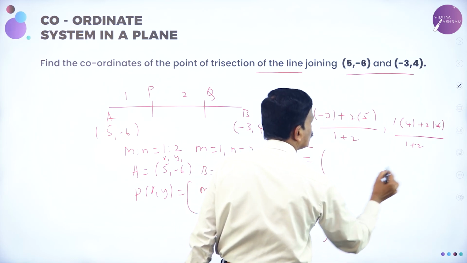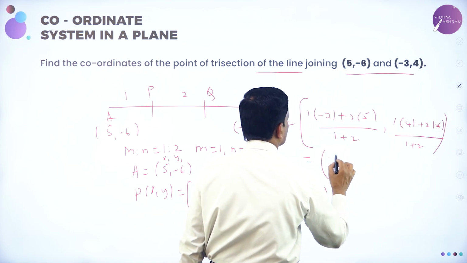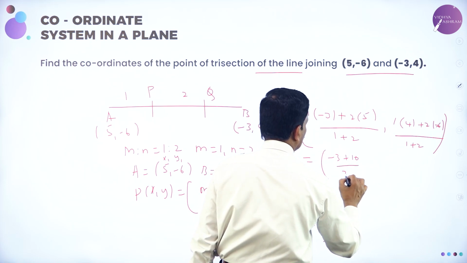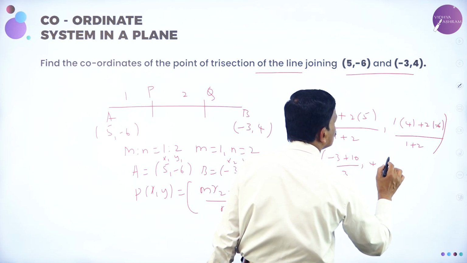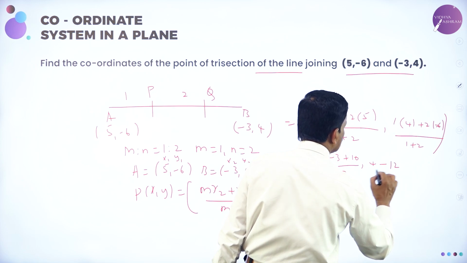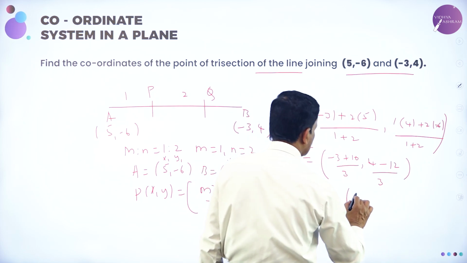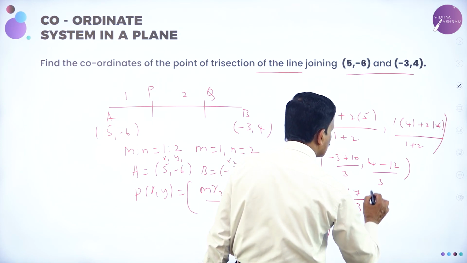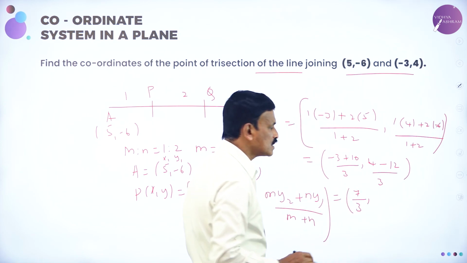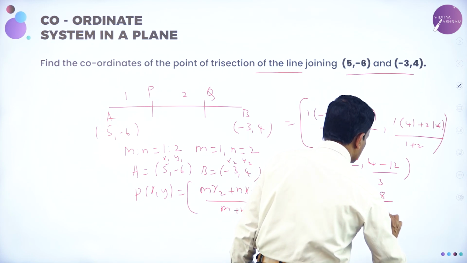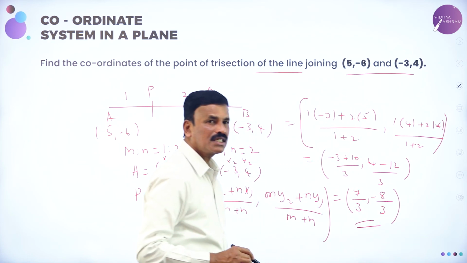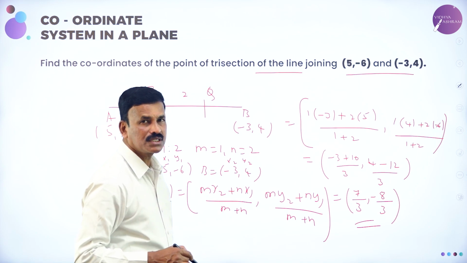What is this equal to? -3 plus 5 2s are 10 by 3. 4 1s are 4 minus 6 2s are 12, divided by 3. So that's equal to 10 minus 3 is 7 divided by 3, comma, 4 minus 12 is -8 by 3. So (7/3, -8/3) is the one point.